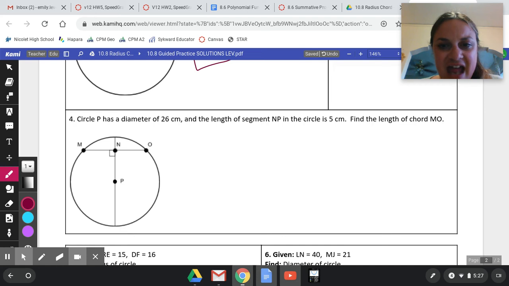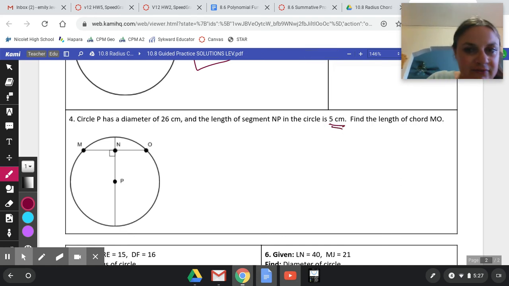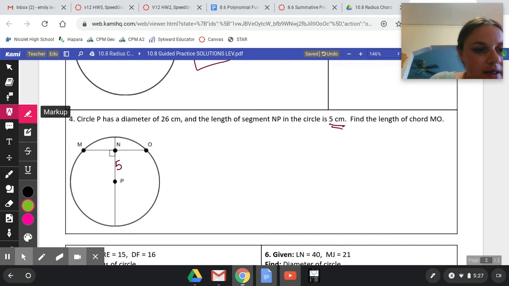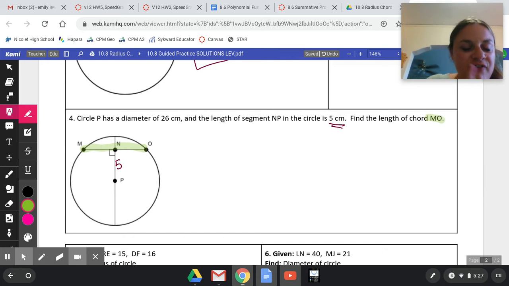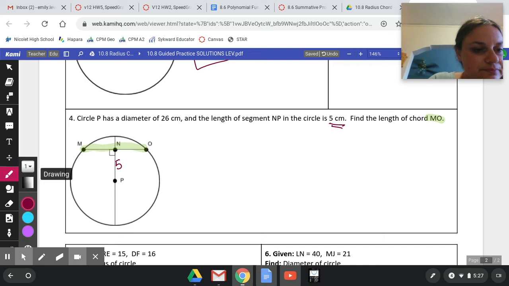All right, next, circle P has a diameter of 26 centimeters. The length of NP in the circle is 5. I'm going to go ahead and label that 5 right away. Okay, find the length of chord MO. So I am looking for this full chord. That's chord MO.